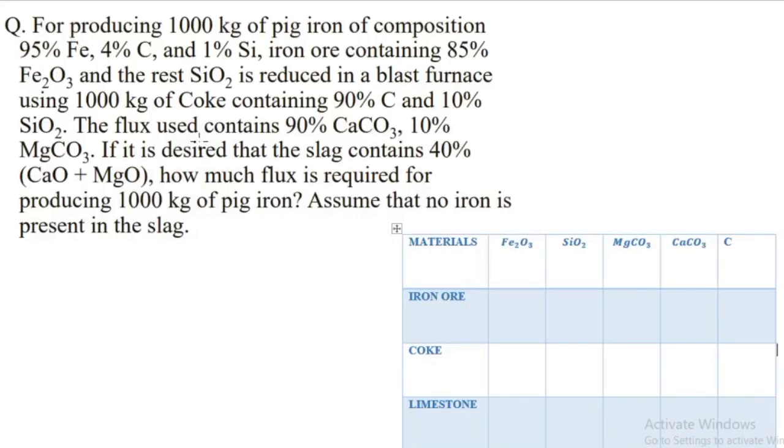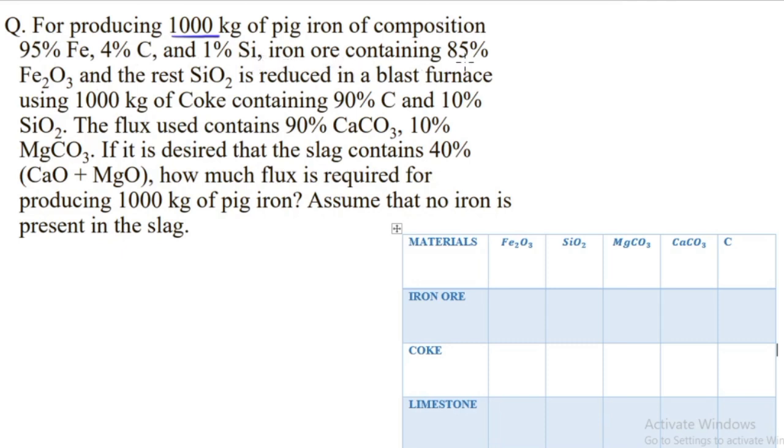In this video, we are going to look at another example on the material balance of iron. So let's get into this question. In this question, it said that for producing 1,000 kilograms of pig iron of composition 95% of iron, 4% of carbon, and 1% of silicon.